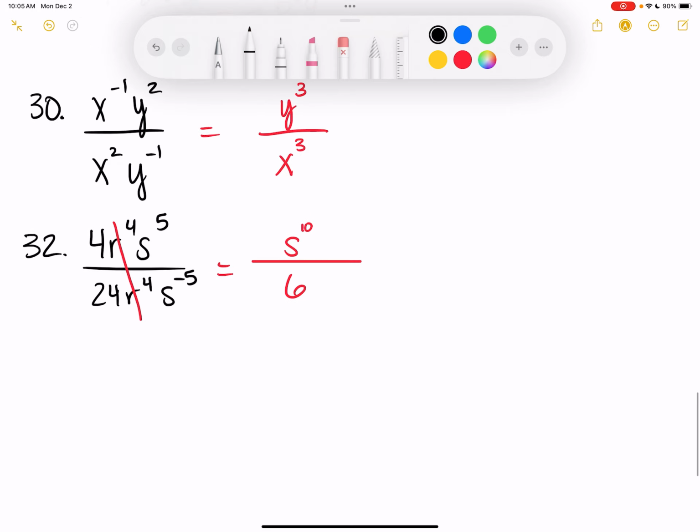All right, last one. 34. Y to the 11 over 4z cubed times 8z to the 7 over y to the 7.